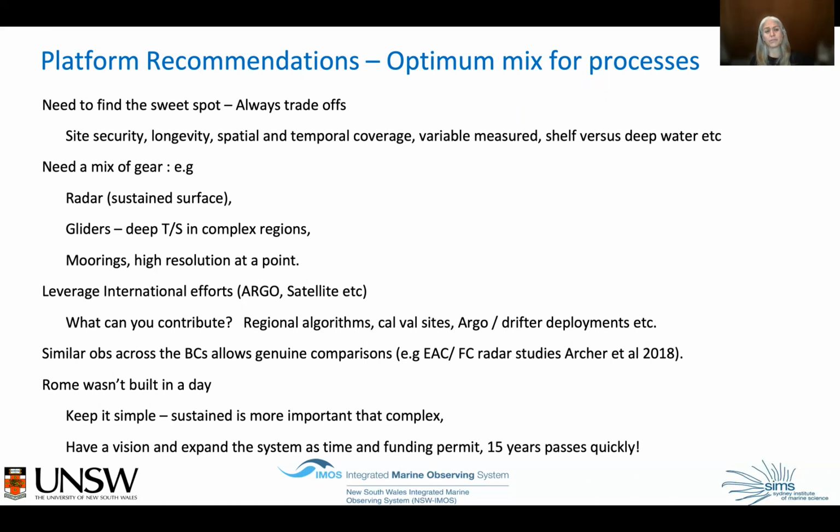I think it's very important to remember that Rome wasn't built in a day. Keep it simple. Sustained is more important than complex. Start with subsurface temperature, whatever you can do. Have a vision, and then expand the system as time and funding permit. Grow that vision.